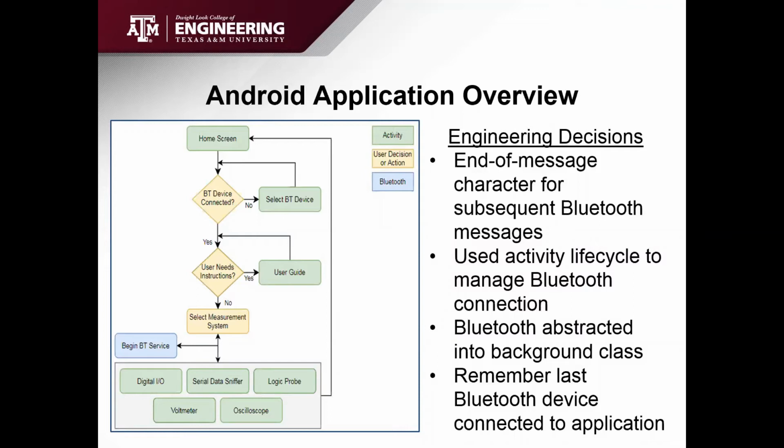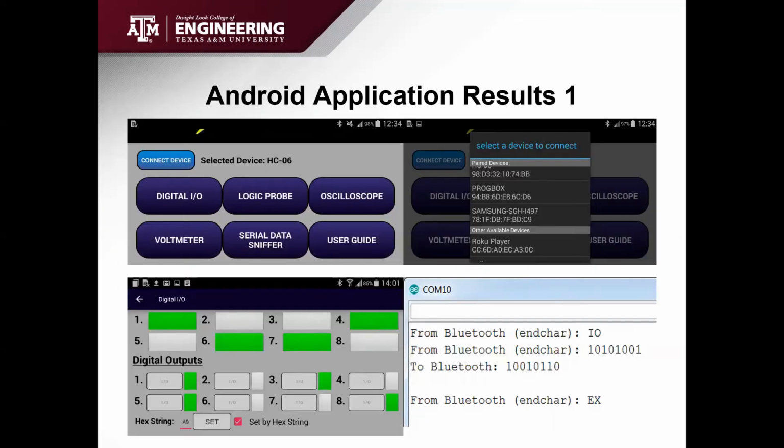As a software design decision, I abstracted all Bluetooth communications out into a separate class containing those threads, just for good software design to not repeat code unnecessarily. And lastly, I set the application up to remember the last Bluetooth device that was connected to the application for the convenience of the user.